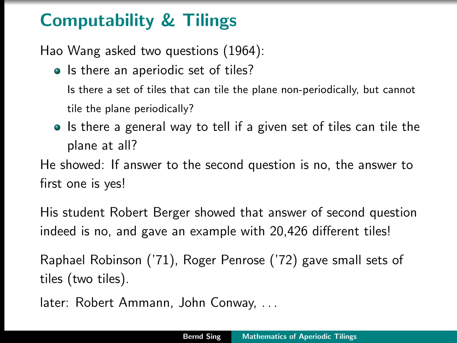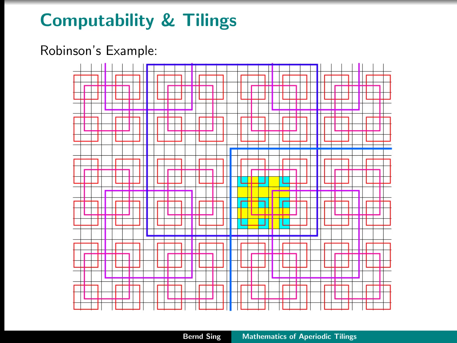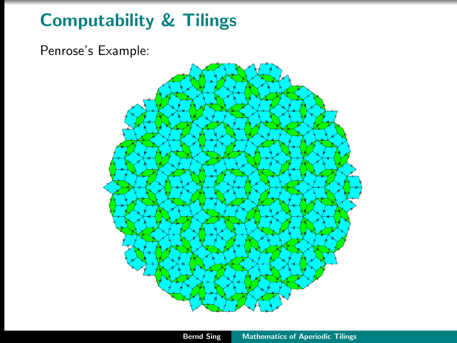For example, Raphael Robinson had this set of tiles where the lines on the tiles have to fit on the edges again. And the thing to notice here, and how he proved that this is a non-periodic tiling, is because these lines that are on the tiles form bigger and bigger interlocking squares. Here is Penrose's example, where again you have to match the markings on the edges, and if you do that successfully you get this Penrose tiling. Okay, that was in the 70s.